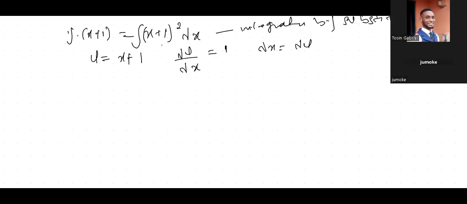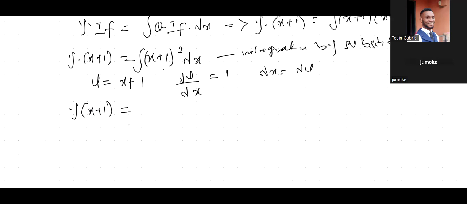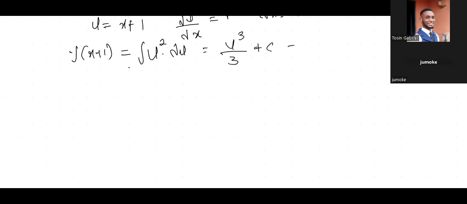Okay, then we have y into x plus 1, which is equal to the integral of, you already said this is u, so it's going to be u squared multiplied by your dx, which is now du. When you integrate u squared, it's going to be u raised to the power of 3 over 3 plus c, right? Therefore, let's move it up a little. Then I have y into x plus 1 equals u. U is x plus 1 cubed over 3, then plus c.